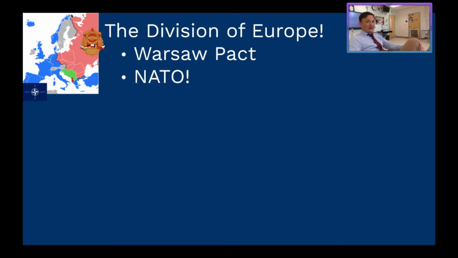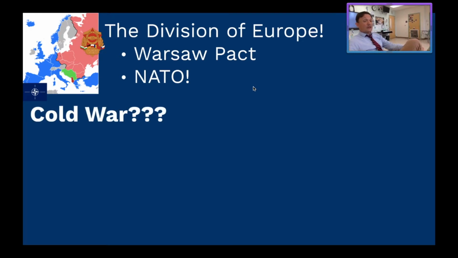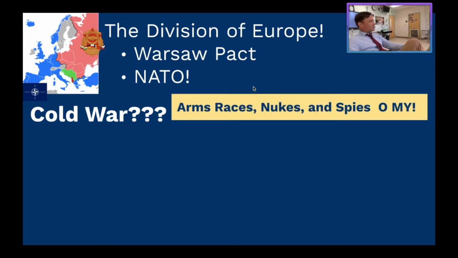The Warsaw Pact countries were over here, the NATO countries were over here. They also had two nicknames that you should jot down right next to this. The Warsaw Pact was known as the Eastern Bloc, the NATO group was known as the Western Bloc, right? So Cold War, though, why is it called a Cold War?